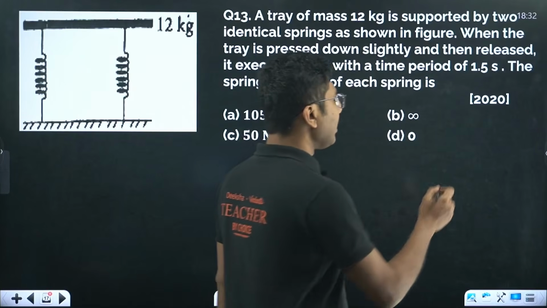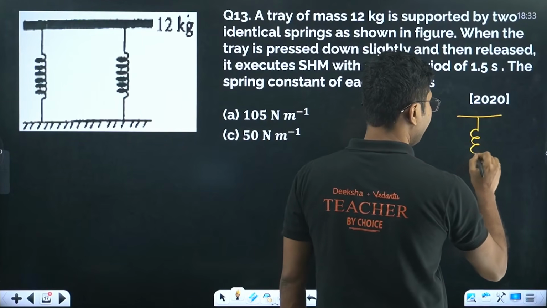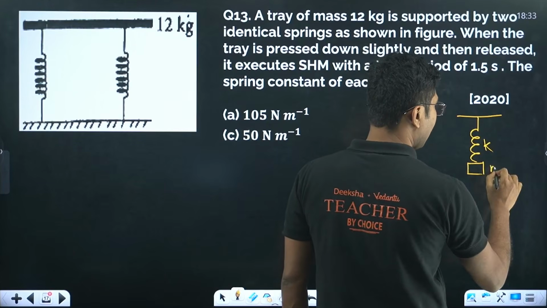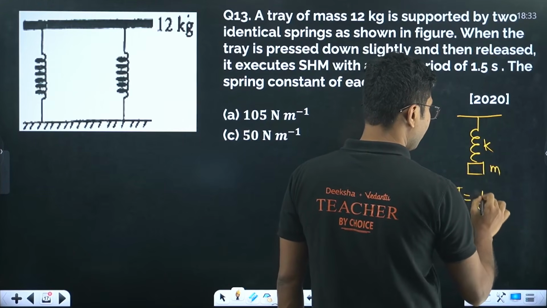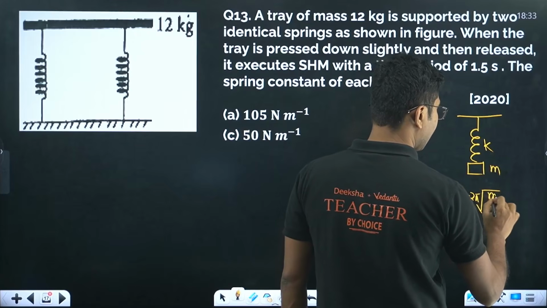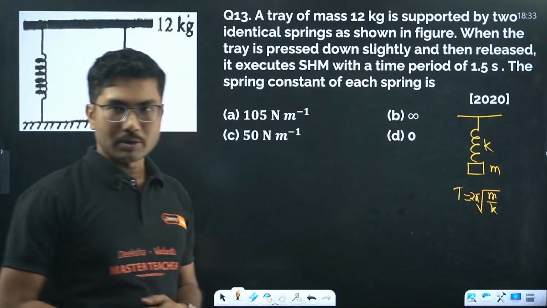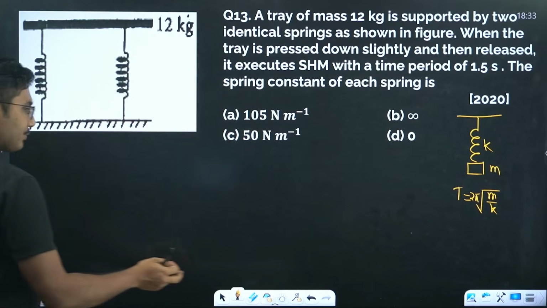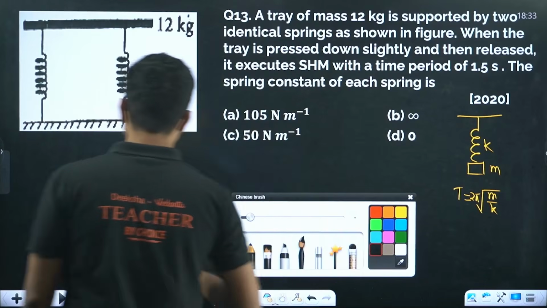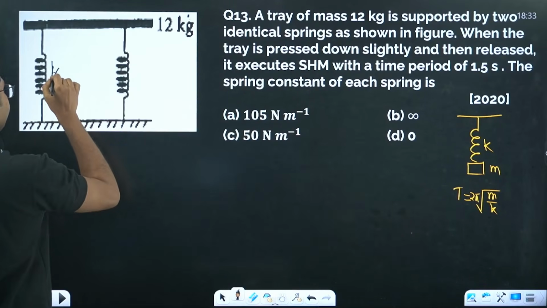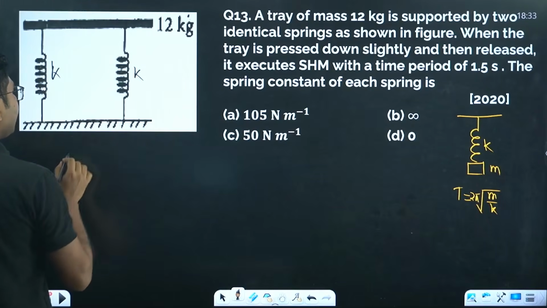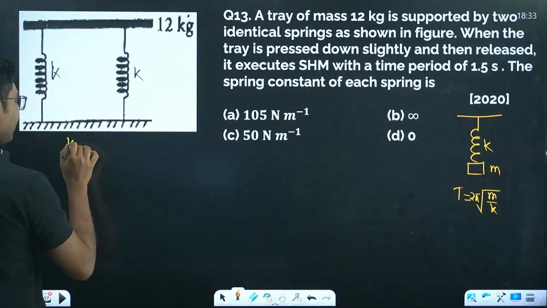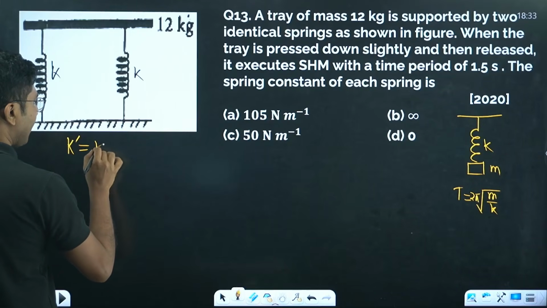Now normally, when we have a mass spring system, suppose the spring constant is k and the mass is m, the time period is given by 2 pi square root of m by k. This is the normal formula for time period. But here, instead of having one spring, we have two springs. Now if the springs are connected like this, suppose this is k and this is k, the spring constants get added. They actually behave like a parallel combination.